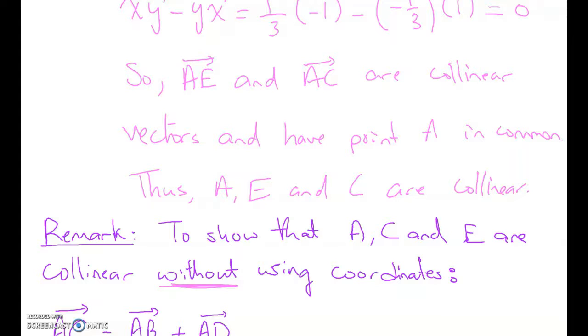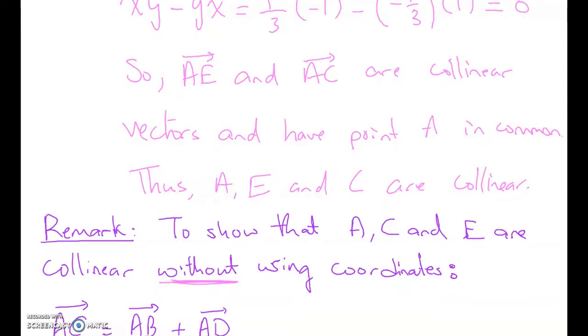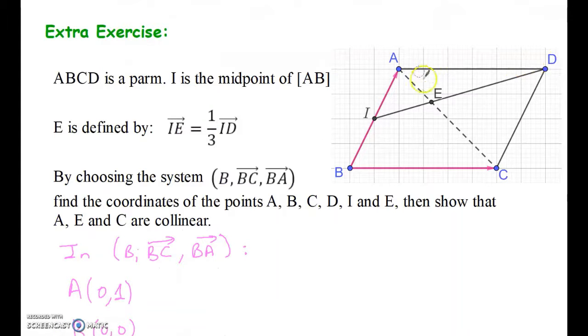So in order to show that A, E, and C are collinear points without using coordinates, we want to write AE as a multiple of AC or AC as a multiple of AE. Now let's look at the figure. AC here is a diagonal, so we know that AC is equal to AB plus AD. Now I want to write AE as a multiple of AC. To do this, I will try to write AE as a linear combination of AB and AD also. Since AC is AB plus AD, I will try to write AE in terms of AB and AD.